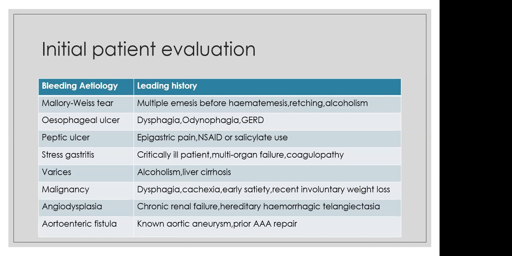For example, Mallory-Weiss tears are usually associated with multiple episodes of emesis before the patient actually has hematemesis, also retching, and there's also a strong history of alcoholism in some of these patients. Peptic ulcers as well, you get patients with epigastric pain, NSAID or salicylate use, etc.